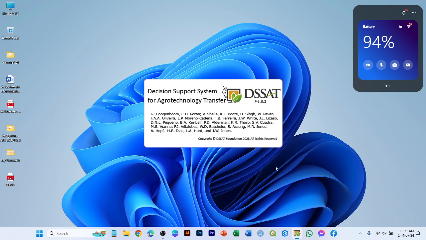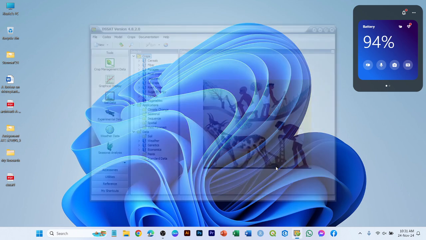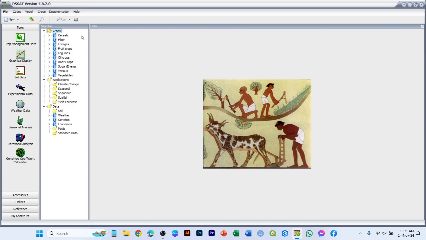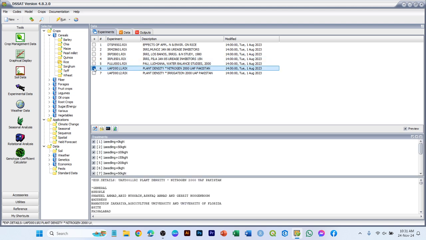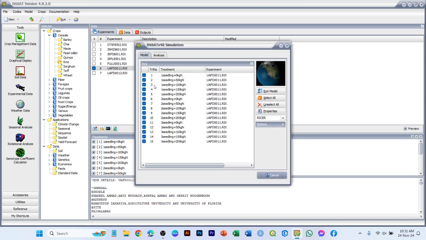Okay, on cereals, on rice, on experiment. Getting my point? Then you have to run the model over there by selection of all the experiments. Because these are inbuilt experiments, they don't have any problem in running right now. But when you create your own files, there might be some deficiencies. That's why the model takes time.